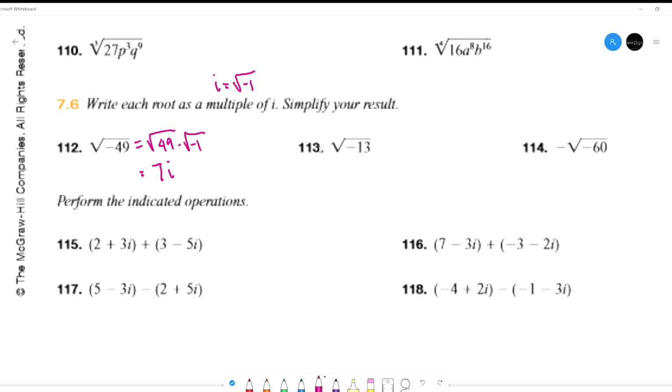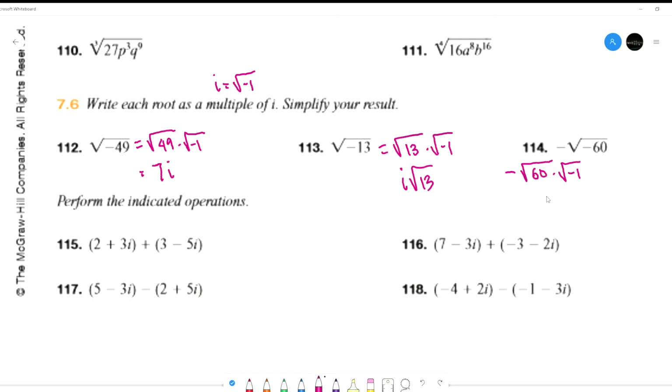For number 113, you can't simplify the 13, right? So the only thing you can do is to write this as i square root of 13. Number 114. You have a negative before the radical, so that's going to be there. So the radical -60, you can write it as radical 60 times radical -1. So now we have to simplify 60, right?